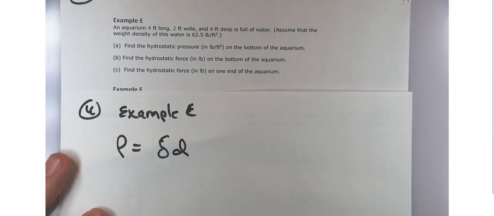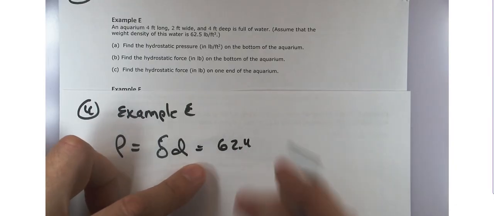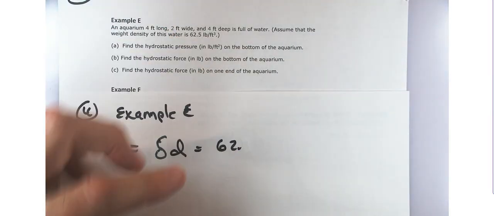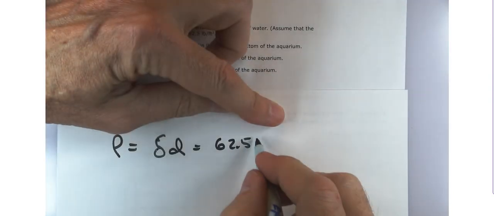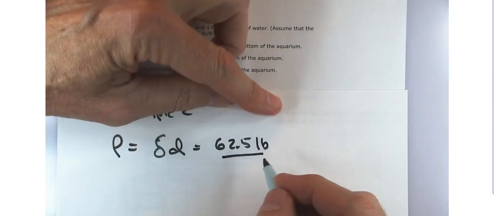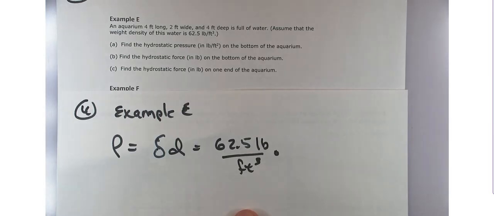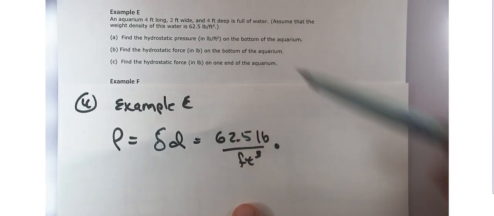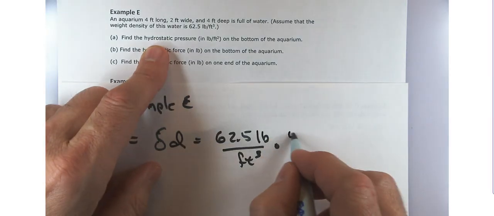A little bit better. So the density of water is given as 62.5. I always thought it was 62.4, but we'll go with what WebAssign is going to use. I think they use this because when you multiply that by 8, you get an even 500. 62.5 pounds per cubic foot times the depth. Well, what's the depth here? Depth is 4 feet. So you're trying to find the hydrostatic pressure at the bottom of the aquarium, and the depth is 4 feet, so times 4 feet.